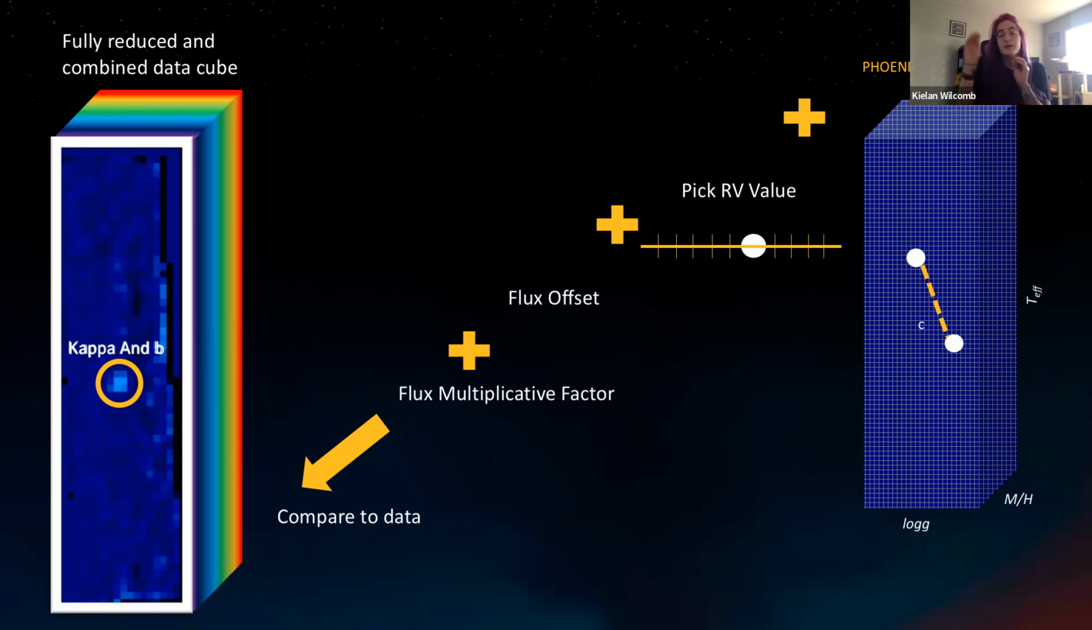The code then picks a radial velocity value, a flux offset value that shifts the spectra, and a multiplicative factor that changes the amplitude of the spectra. The code then compares the results to the data, and if the results are closer than the previous point, the program continues to move in that direction in the Phoenix model grid space. If not, it changes direction.